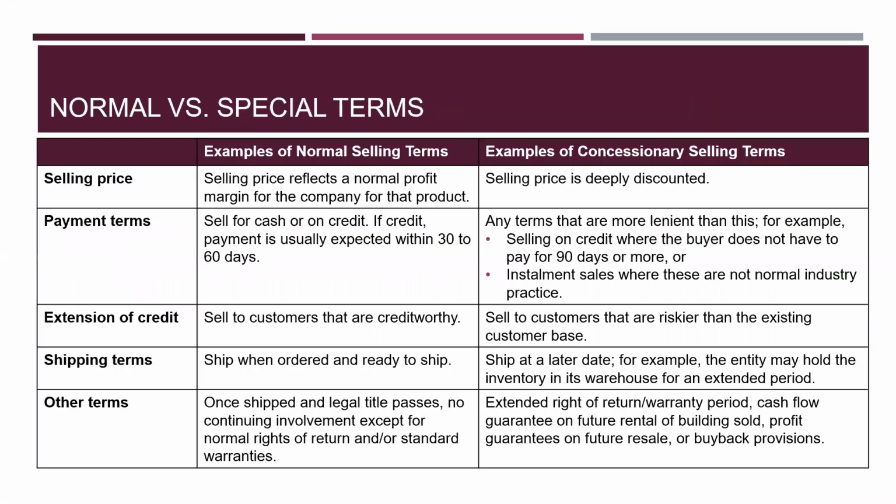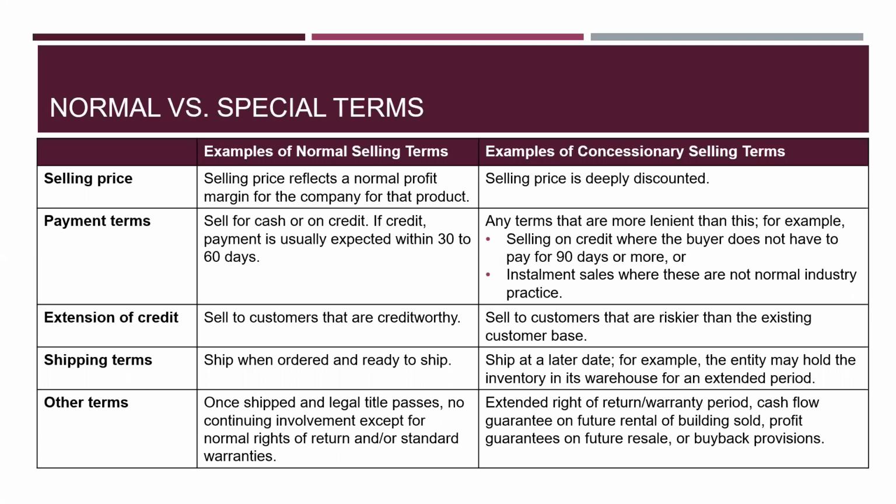Some of the examples of these concessionary terms are discussed on this slide. For example, in the normal course of business, the selling price reflects a normal profit margin for the company for that product. Under the concessionary terms, you're looking at selling prices that are deeply discounted. When it comes to the payment terms, under the normal selling terms we are expecting payment between net 30 to 60 days, but under the concessionary or special terms you are looking at longer payment terms such as 90 days or even installment payments.